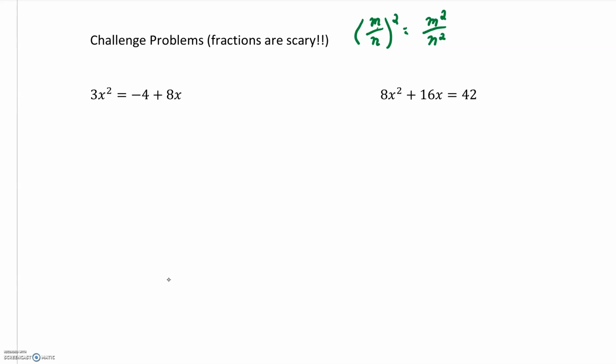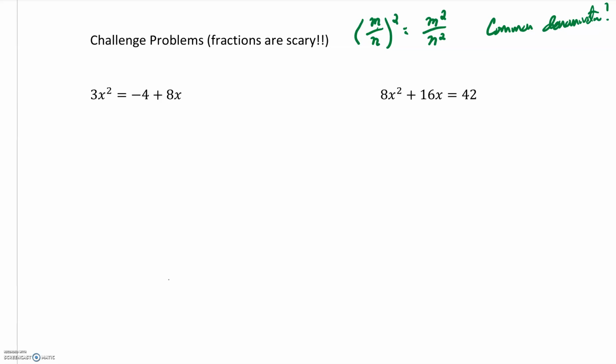Okay? In addition, remember when we add fractions, we have to have a common denominator. Okay, so when we add fractions, make sure we have a common denominator. So let's take a look at this first problem here.